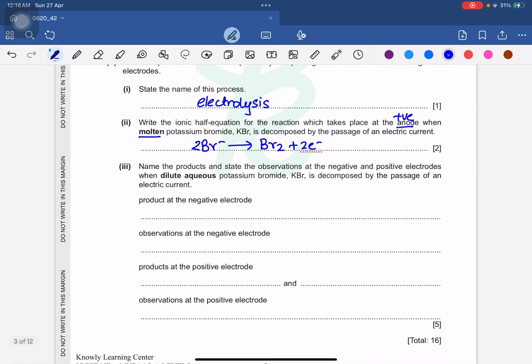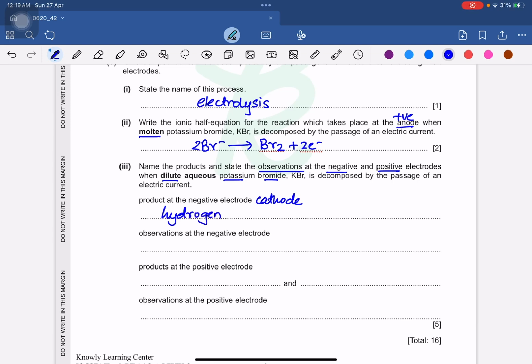Further, name the products and state the observations. Now, remember, when they ask for observations, you purely have to write observations and not the conclusion. At the negative and the positive electrodes, when dilute potassium bromide is decomposed by passage of an electric current. So in this case, the product at the negative electrode, that is the cathode. Now at the cathode, according to the rules, we know if the metal is more reactive, hydrogen forms. So here the product will be hydrogen.